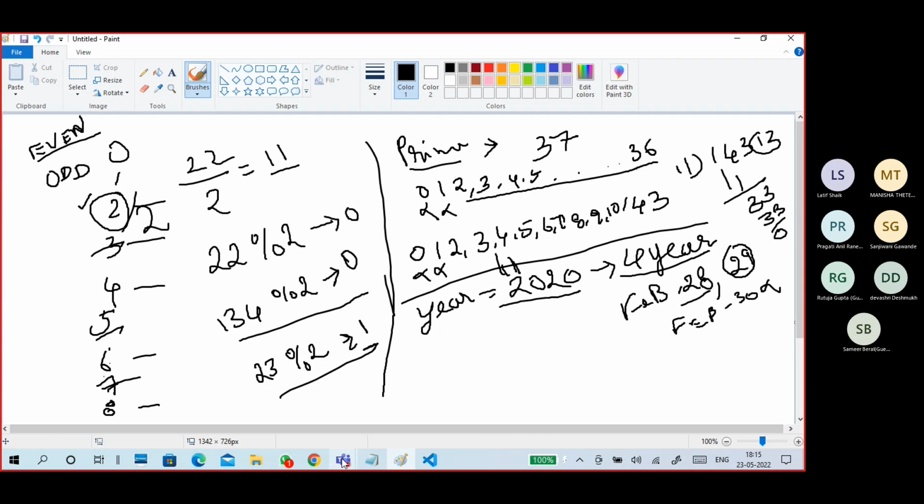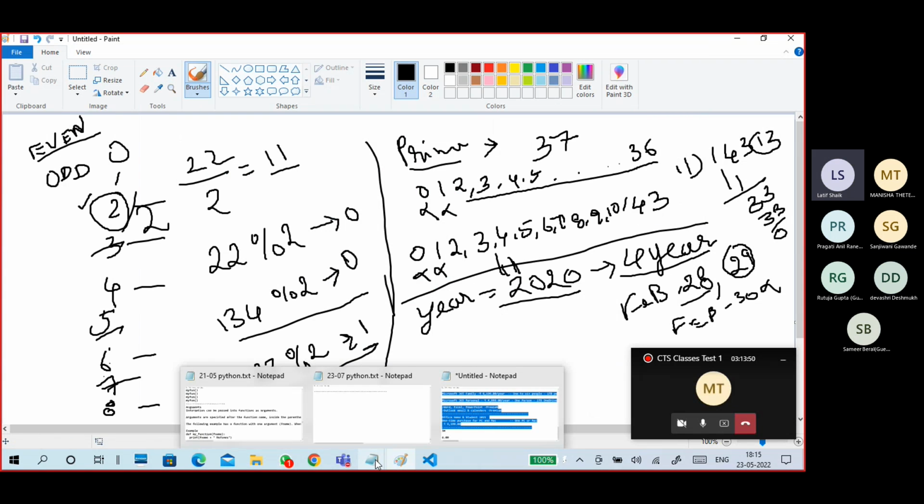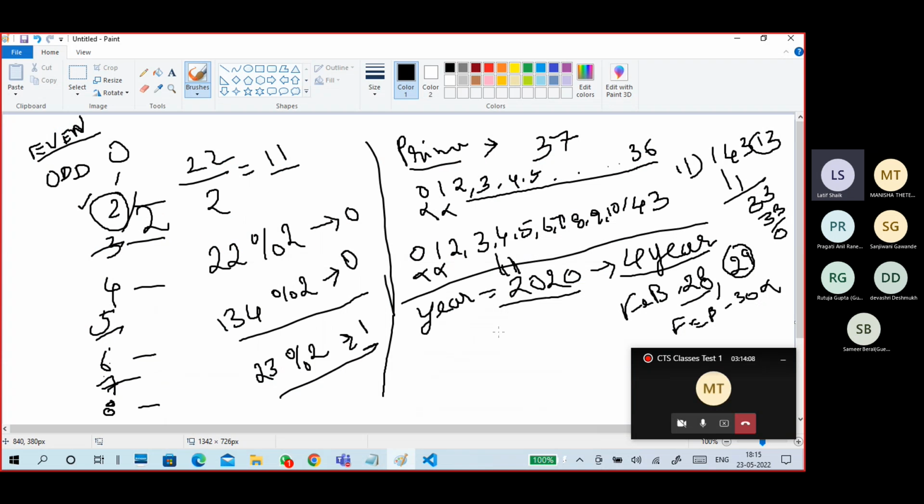Okay. So he is given a condition also. It should be divided by 100 and divided by 400. Then it is called a leap year.